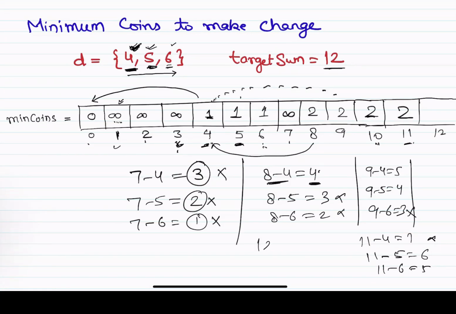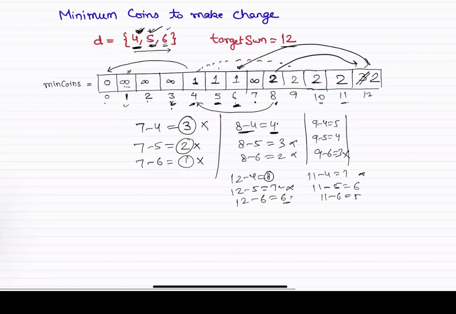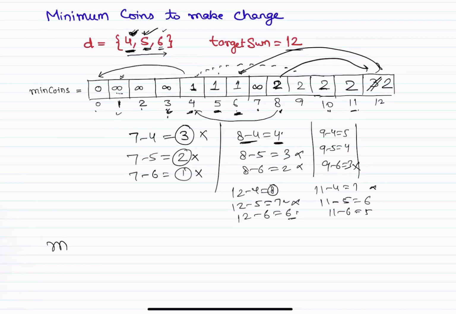Coming to 12. 12 minus 4 is 8. So just check what is the answer for 8. 8 can be made with 2 coins. So here we will say 2 plus 1, 3 as of now. But we will still explore 12 minus 5, which makes 7. 7's answer is infinite, not possible. Third is 12 minus 6, which gives us 6. Let's try to find out the minimum coins to make change. 6's answer is 1. So 1 plus 1 is 2, which is definitely better than 3. So we overwrite it.